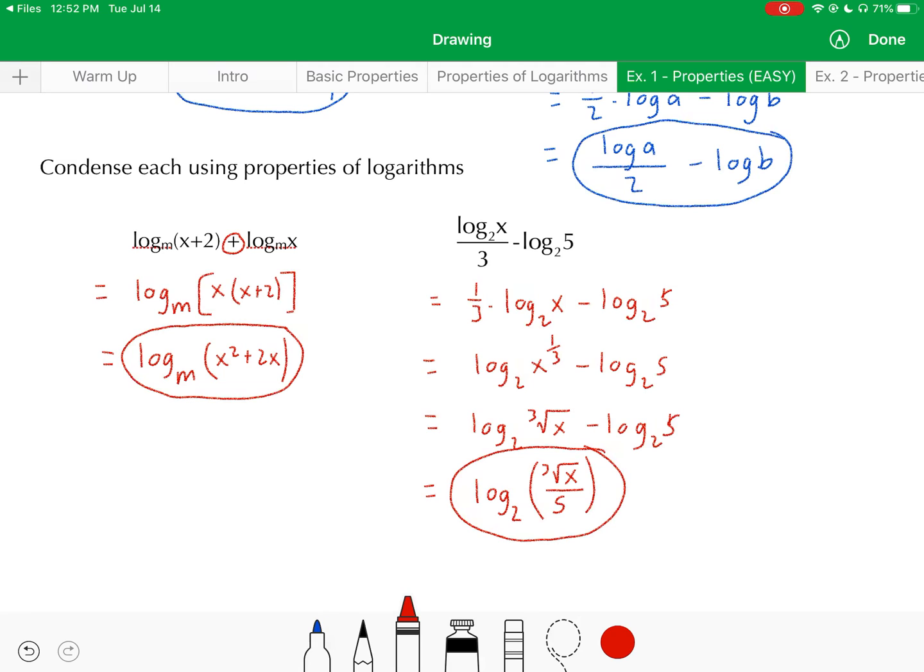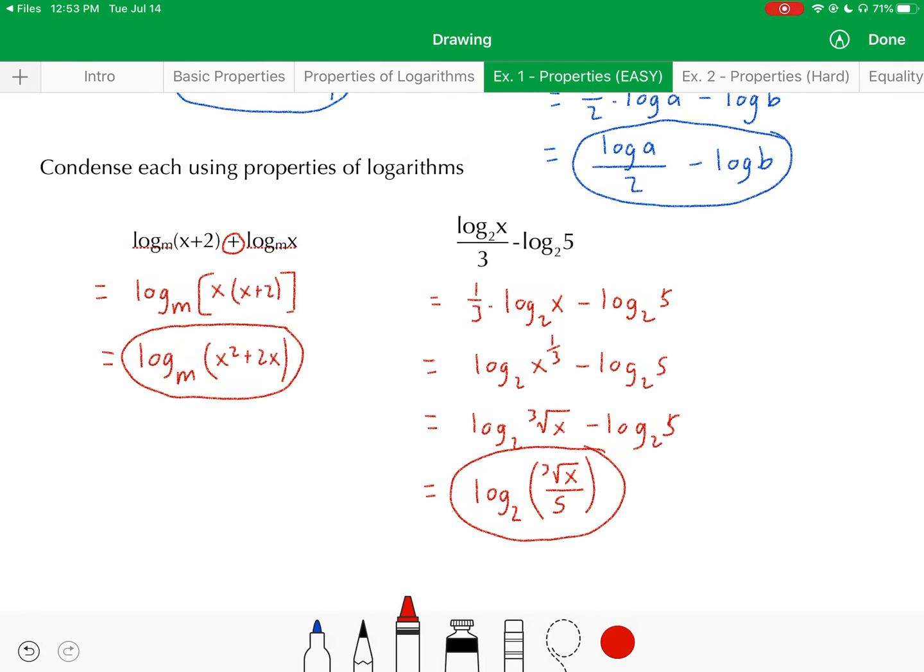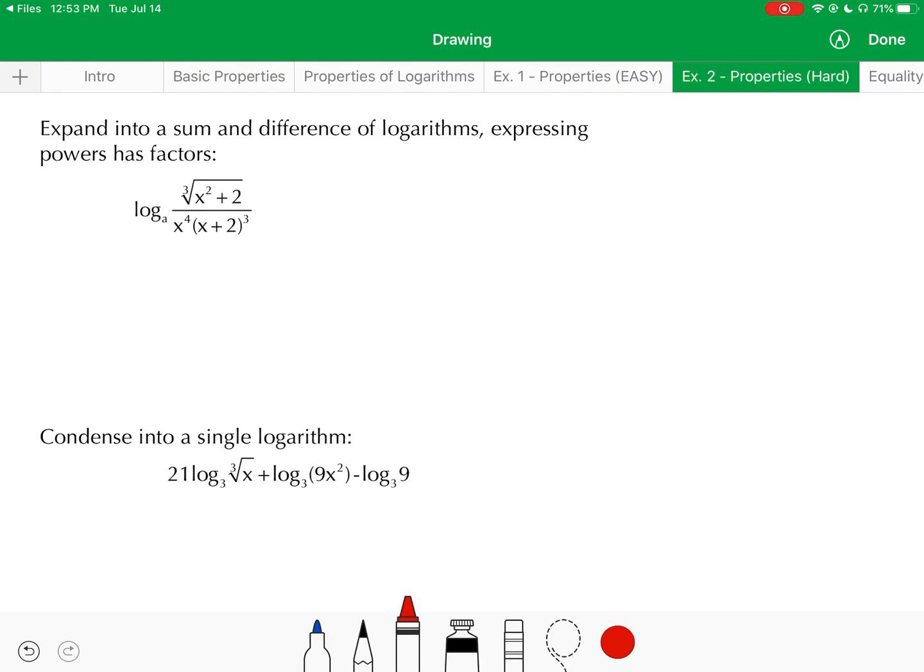Okay. All right, so hopefully, each of those examples made a lot of sense to you because those were meant to be the easy ones. Now we're going to move into some more sophisticated, more difficult ones. All right, so notice the directions here. Expand into a sum and difference of logarithms expressing powers as factors.